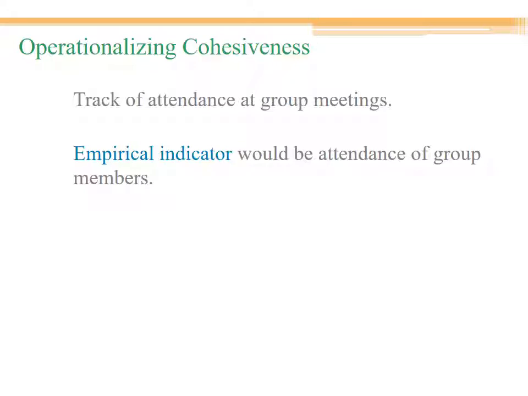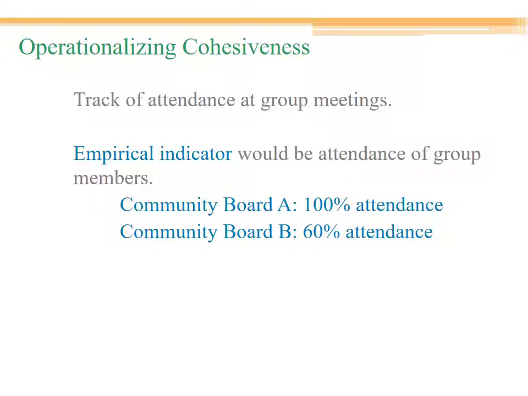So let's say the group has regular meetings, like a community board group that meets every week. One example would be to track the attendance of these meetings. So the empirical indicator would be attendance of group members at each meeting. Now we can say that we have operationalized cohesiveness by finding the percentage of group members who attend all or all but one meeting per month.